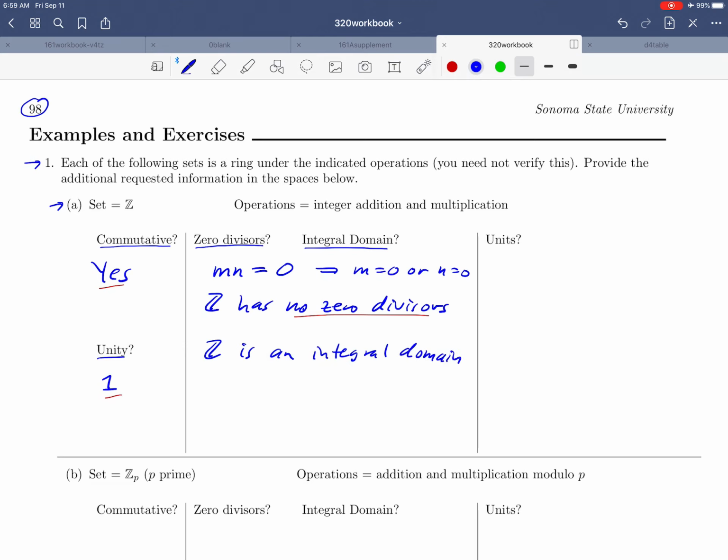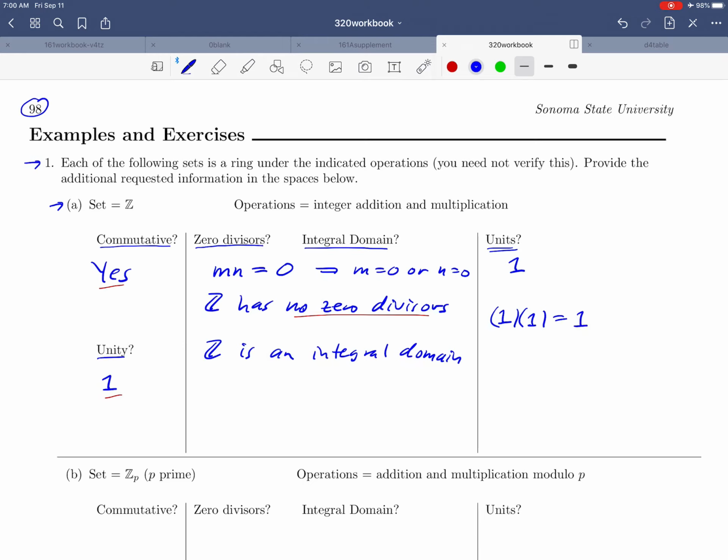The last question they'd like us to answer is, what about units? What are the units in this ring? Here we have to recall from the last chapter what the definition of a unit is. A unit is just an element in the ring that has an inverse under multiplication. Are there any elements like that in the ring of integers? 1 would be an example, because 1 times 1 gives us the unity. 1 times 1 is itself.